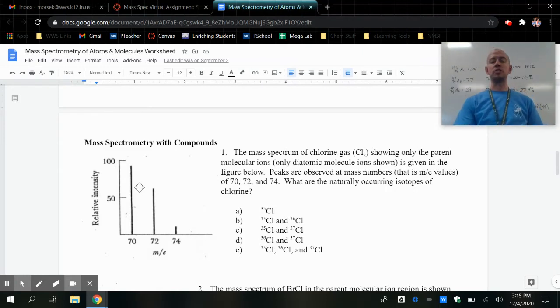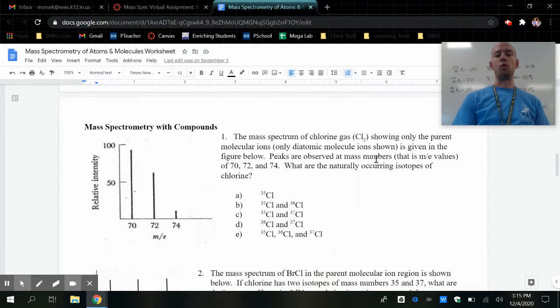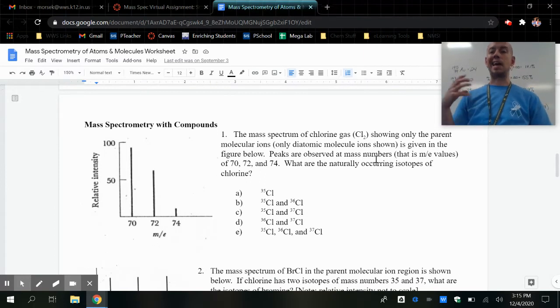I said two initially because the first two examples will have two. So this is the mass spectrum of chlorine gas, so that means a Cl atom bonded to another Cl atom. It says that it shows only the molecular ions, or chlorines bonded together, and it's given.